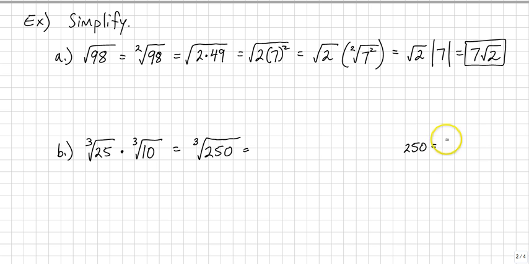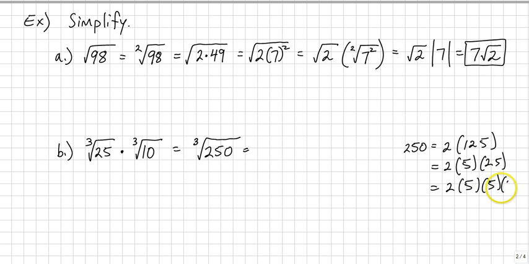So one option you have here is to say, okay, 250 is 2 times 125. Well, 125 is 5 times 25, and 25 is 5 times 5. So if you look, I've got 2 times 5 cubed. Now, why is that important? Because 5 cubed, the exponent is 3, and my index is 3. So that's what I want to have happen. I want the exponent and the index to match.